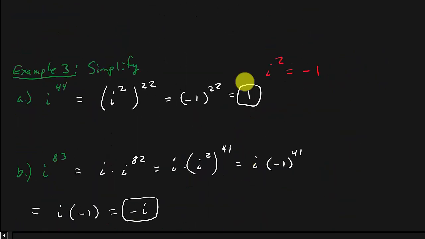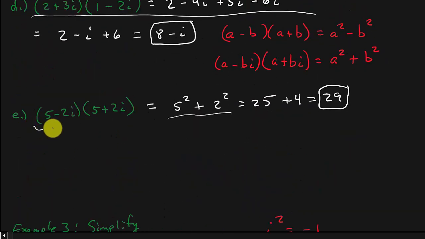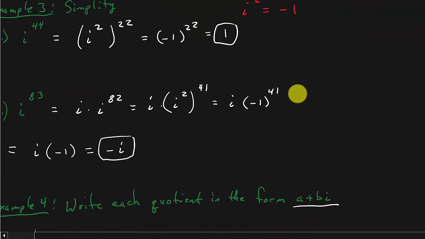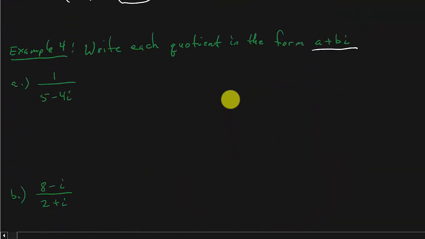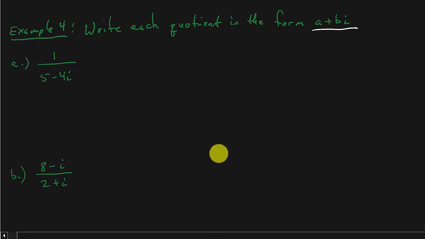Look at this. These are conjugates, right? Remember, the sign in between them is different. And what happened when we multiplied the conjugates? The i went away, didn't it? See how we just got 29? So that's all we're doing. It's going to be similar to when we were rationalizing denominators. So for this one, let's multiply numerator and denominator by the conjugate of the denominator.